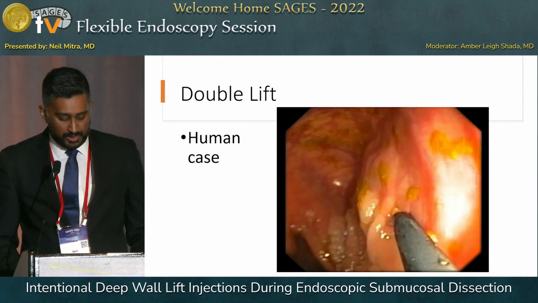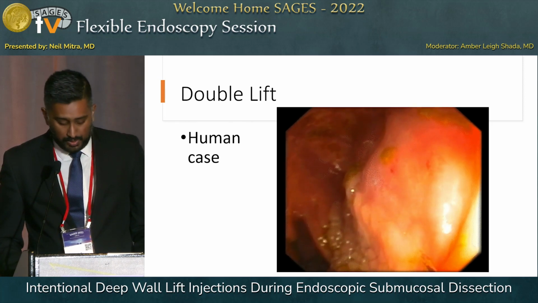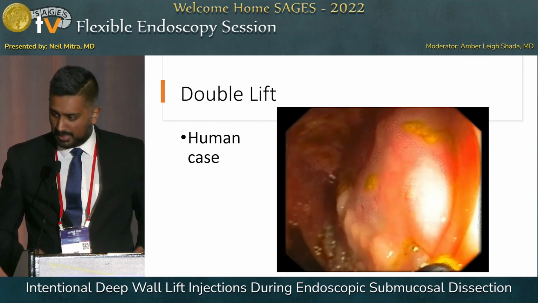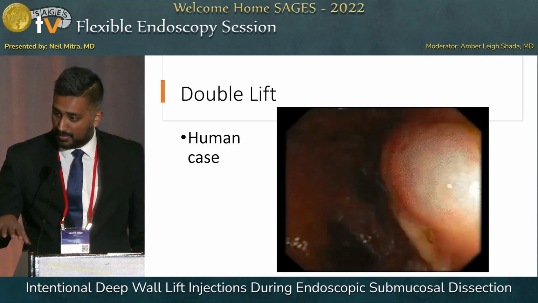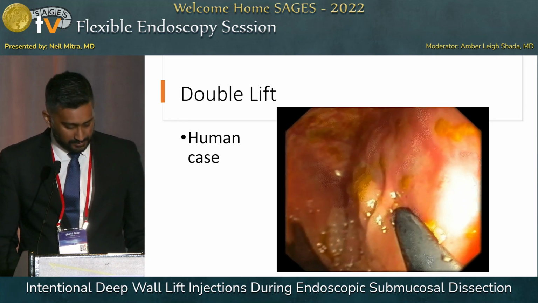Here we can see a human case with a lift injection being made in the rectum. We can see with the initial lift, the lift is diffuse and shallow, followed by a more superficial and tall lift as the needle was withdrawn.